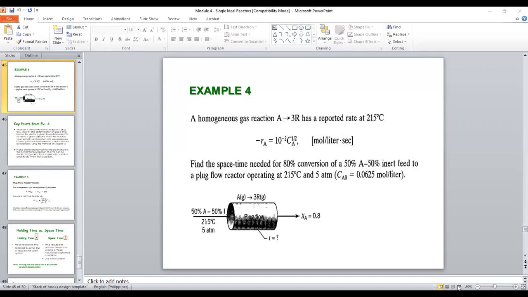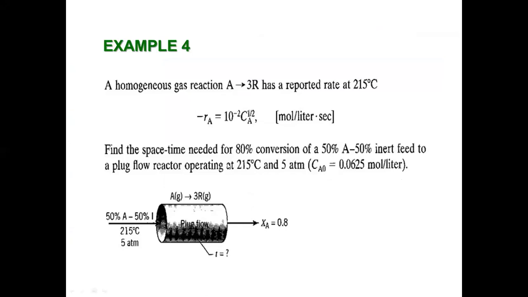Okay, last meeting, this is where we ended. Example problem number 4, where a plug flow reactor is to facilitate a gaseous reaction given the rate law of such a reaction and its composition. So we dealt with the feed that is 50% of A and 50% of the inert. And we ended with this problem.